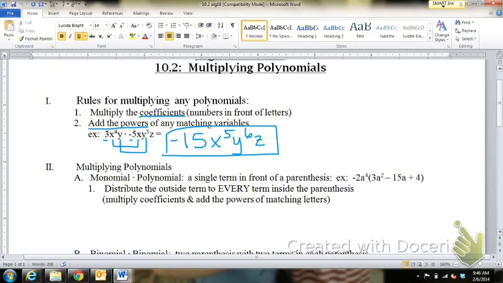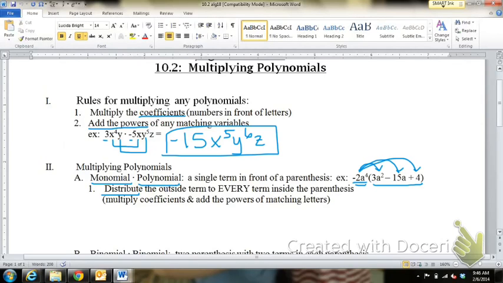So there's a few different ways how we can multiply polynomials. First way we're going to look at is a monomial, which means one term, so that's this 2a to the 4th, times a polynomial, meaning more than one term. So just like with normal numbers, when you have something outside of parentheses, you're going to distribute. So I'm going to take this outside term and I'm going to multiply it to everybody inside the parentheses.